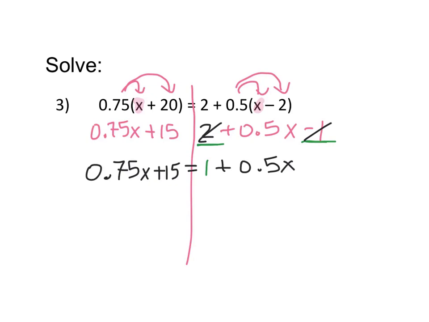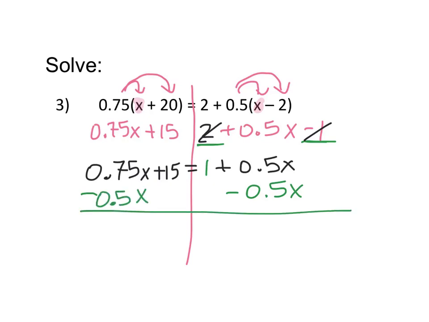Our next step is going to be to get the variables on the same side. I have my 0.75x and my 0.5x. I need them on the same side. I'm going to choose to move my 0.5x, and the way I'm going to do that is by using an inverse operation. And whenever you're doing those inverse operations, whatever you do to one side, you have to do to the other. That makes my 0.5x's on the right cancel out. However, I still have a 1. Over on the left, I'm left with 0.25x plus 15.